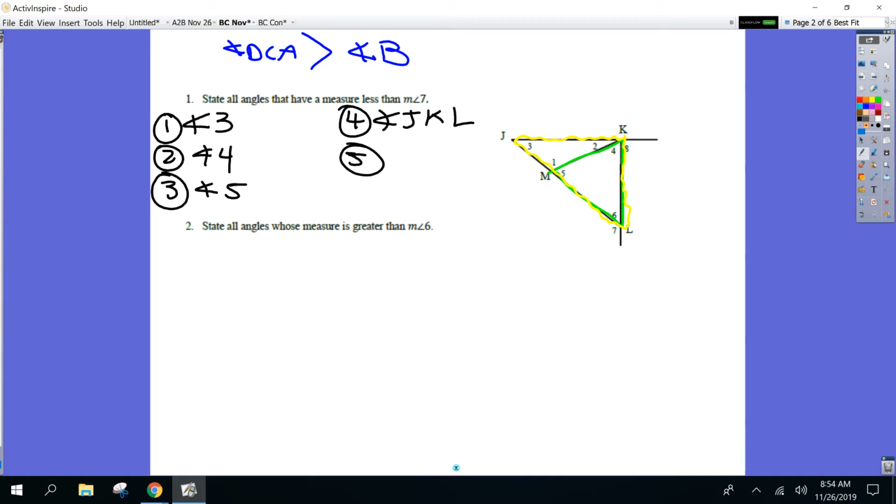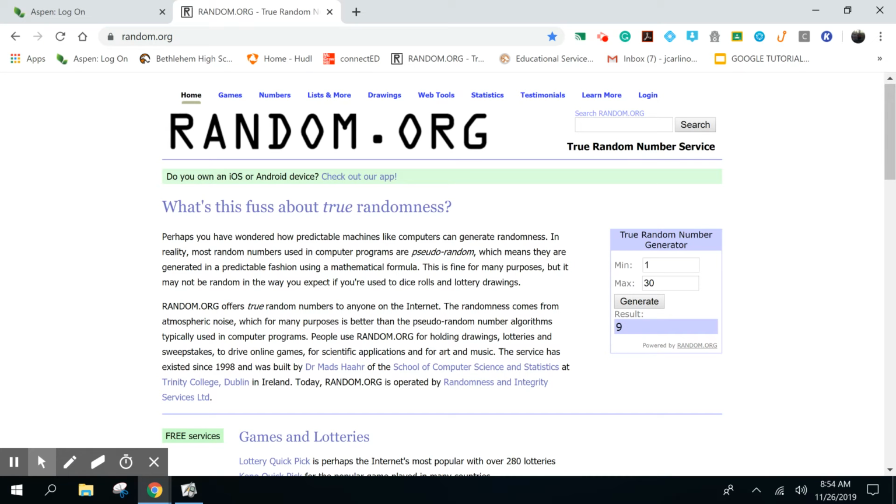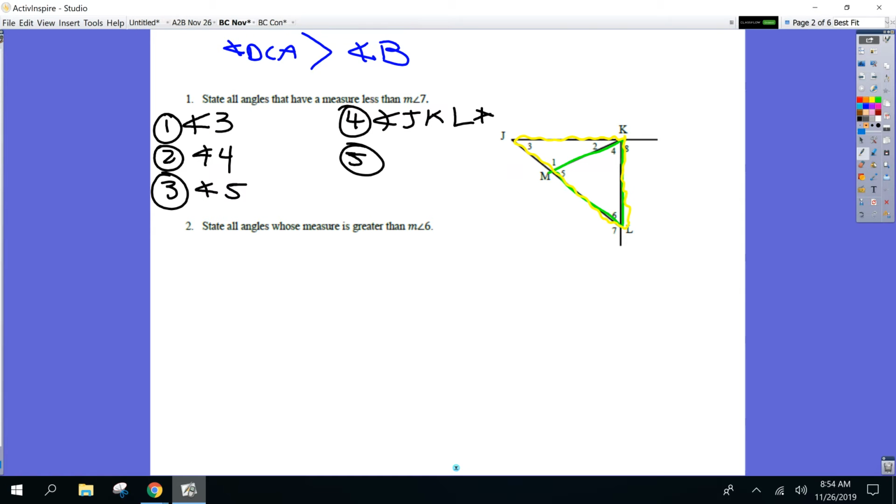You found them all. But there's still another angle out there based off of this answer that I just got that angle 7 has to be bigger than. Okay? And based off of JKL, what else could you go? LMK, isn't that angle 5? Okay, JKL is made up of what two angles?